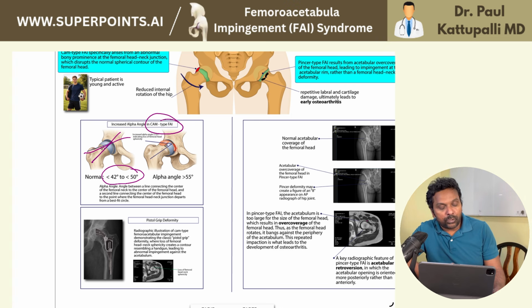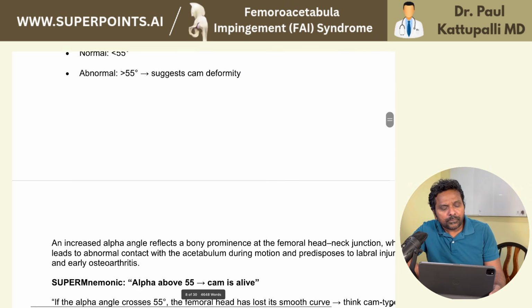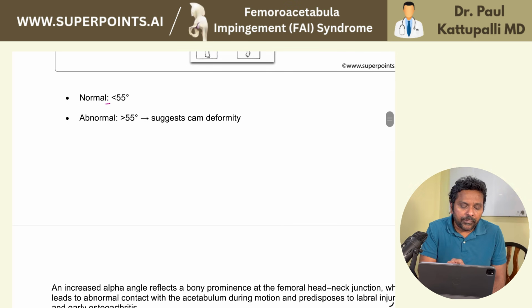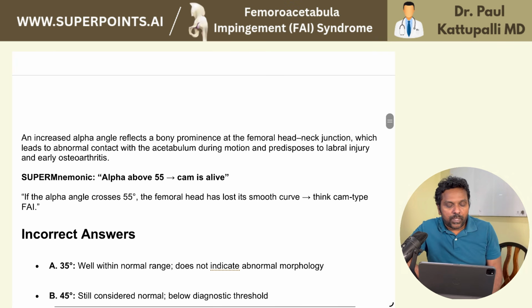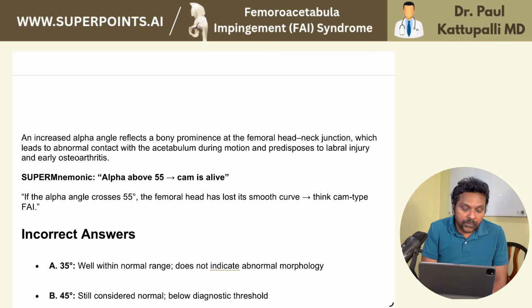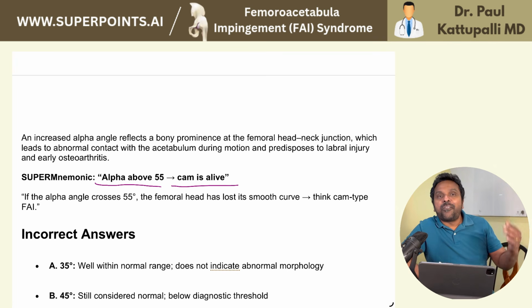And earlier I told you, pistol grip deformity. That is another clue to CAM type. So normal is less than 55, abnormal 55 suggests CAM deformity. What is the mnemonic? The mnemonic I use here is alpha above 55, CAM is alive. Say that to yourself. Alpha above 55, CAM is alive.